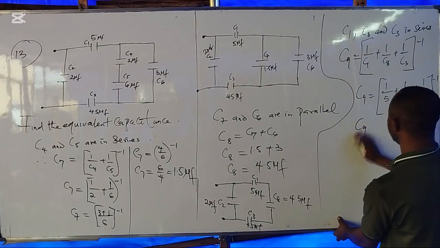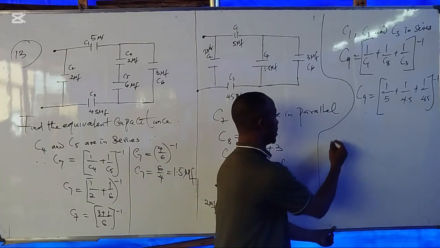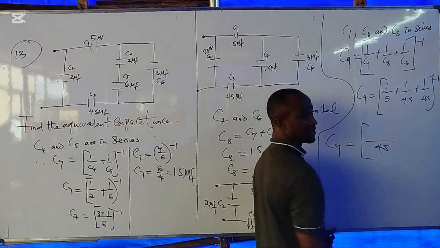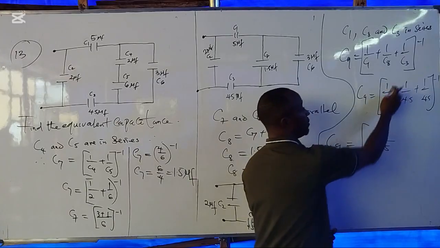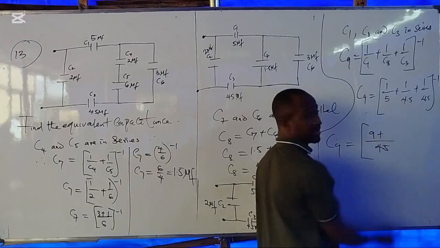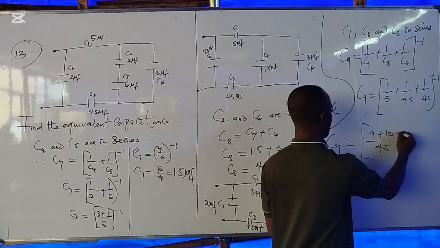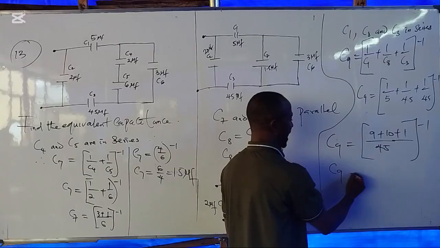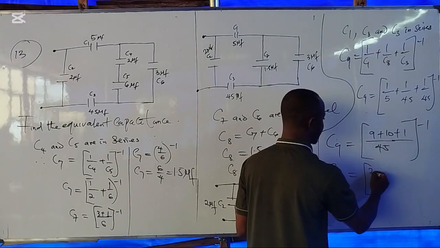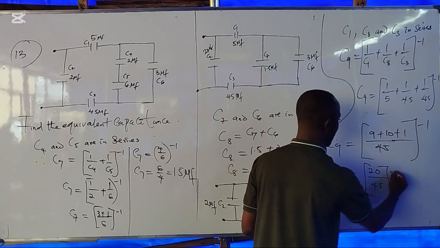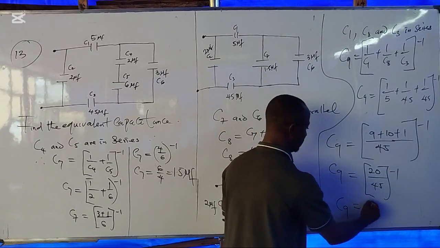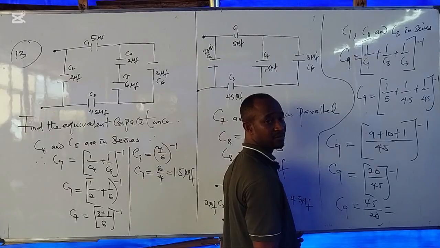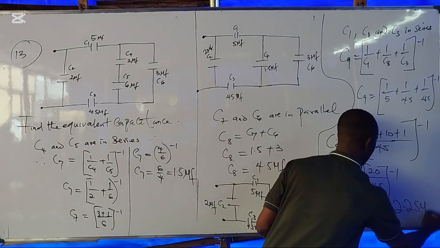So C9 becomes 45 into this is 9. What about this? 10. What about this? 10. All raised to the power minus 1. So C9 becomes 20 over 45, all raised to the power minus 1. So C9 now is 45 over 20. And what do you have here? 2.25 microfarad.